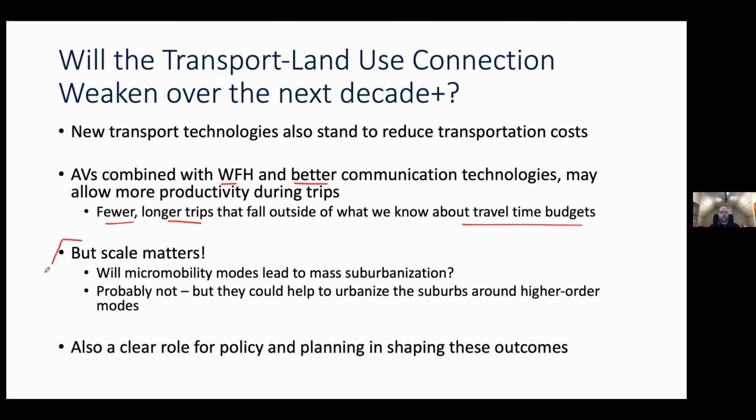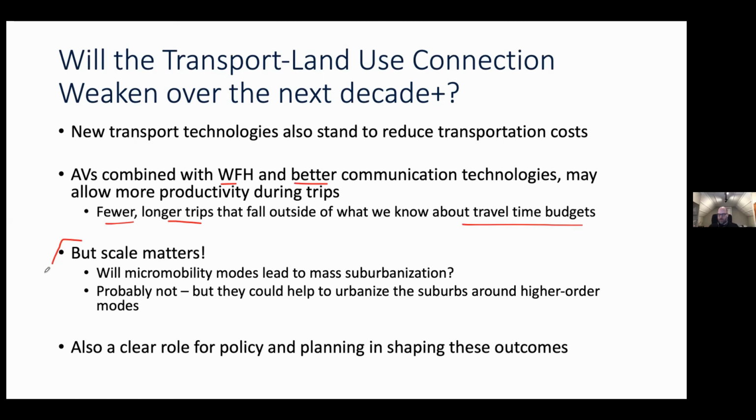But an important issue with new transportation technologies is scale matters. When we talk about new transportation technologies, are micro-mobility modes, are e-scooters going to lead to mass urbanization? Probably not. The autonomous vehicle scenario is the one where long distance travel can be made faster and easier.